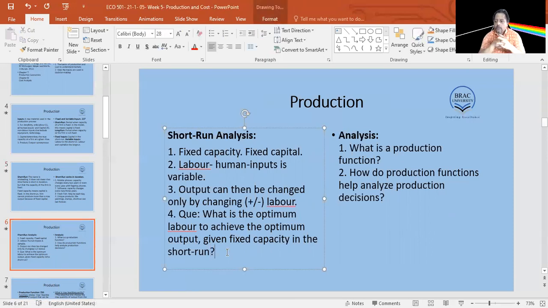So our analysis is: what is the production function? In the next part, how do production functions help analyze production decisions?